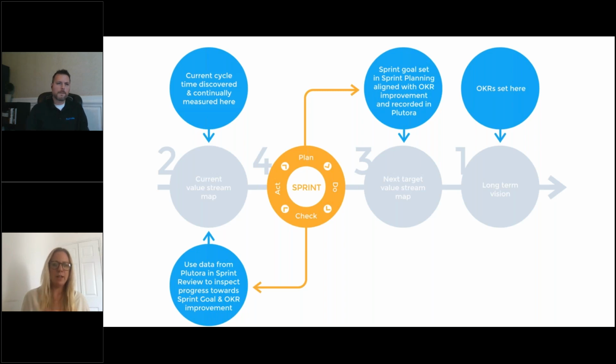So we can use data from our value stream management tool, like Plutora, in our sprint review, for example. So we've now got transparency to inspect our current cycle time and inspect our progress towards our sprint goal and our OKR measurement. And before that, in our planning, we can set our sprint goals in our sprint planning, which are aligned with our OKR improvement and recording in Plutora. So our sprint gives us a natural cycle to do plan, do, check, act. And our value stream management tool gives us the platform to have the data to do that checking. So instead of going plan, do, plan, do, plan, do, just use the sprint cadence to do the check, act.